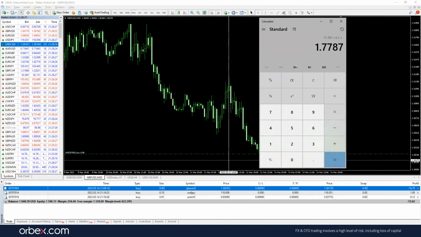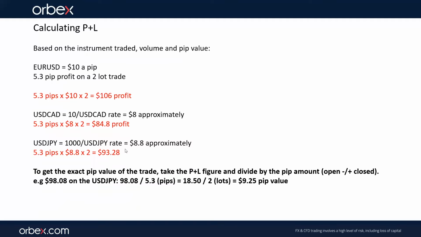So if we go back to the presentation, I've given an example for dollar yen at the moment. So if we get that 5.3 pip amount times approximately the pip value, which is 1,000 divided by the dollar yen rate, I've given here an example of $8.8 approximately times by 2 lots, and this is the amount that I'm going to be given.